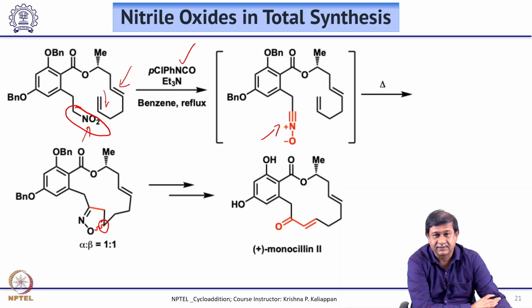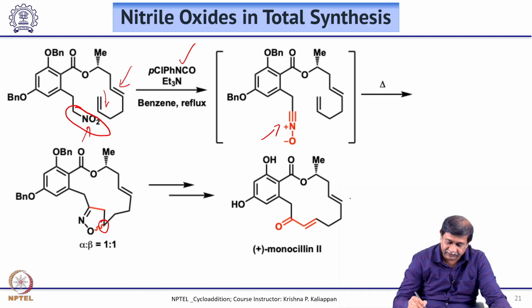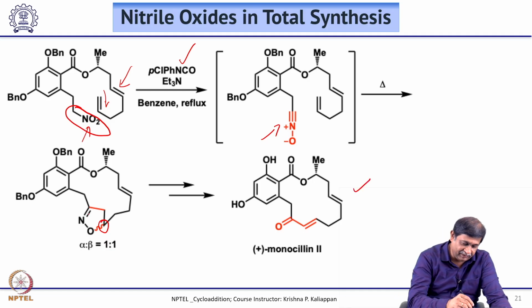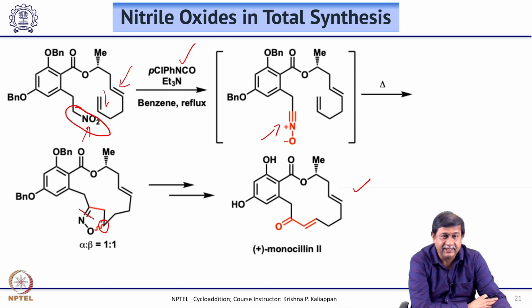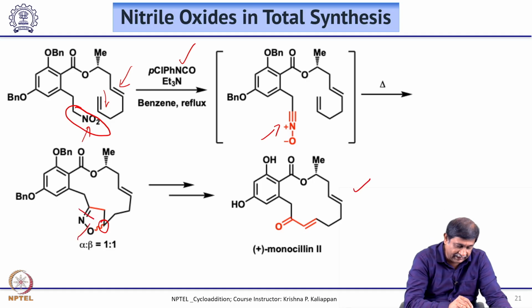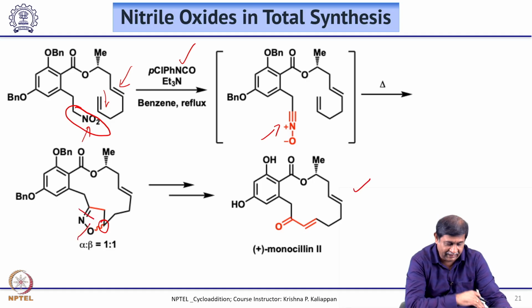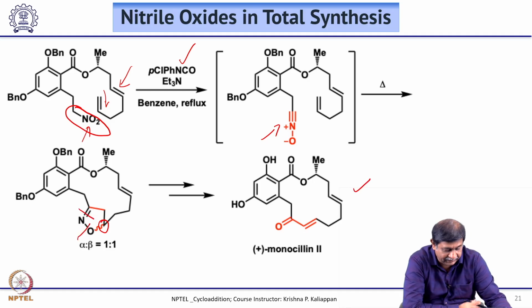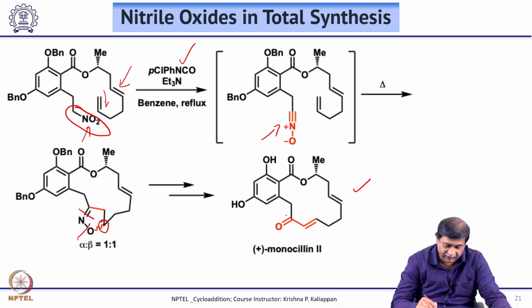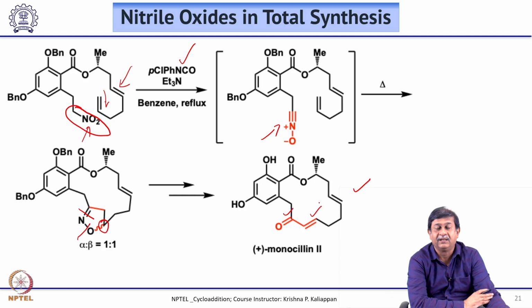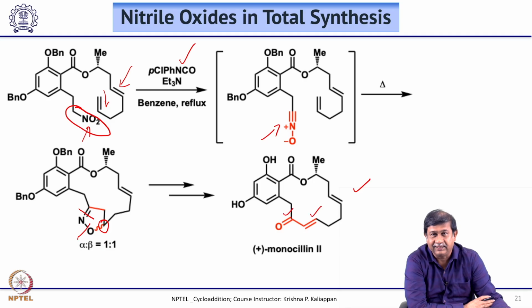So this is later subsequently used to convert into this natural product. Basically what you do, you hydrolyze this, first you cleave the NO bond and then hydrolyze the C=NH to get the corresponding ketone, and then followed by elimination of the aldol to get this natural product called monomorine.